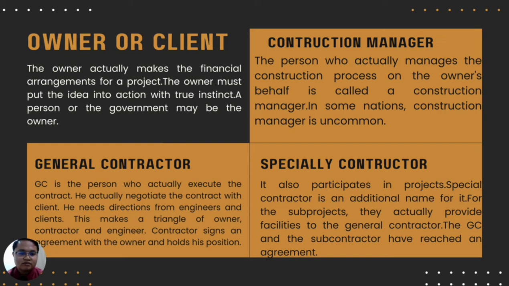General contractor (GC) is the person who executes the contract. He negotiates the contract with the client. He needs direction from the engineer and client. This makes a triangle of owner, contractor and engineer. The contractor signs an agreement with the owner and holds his position.